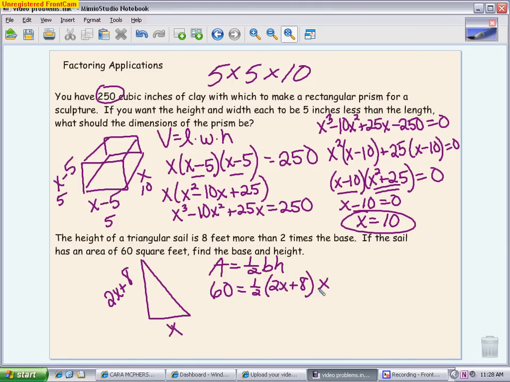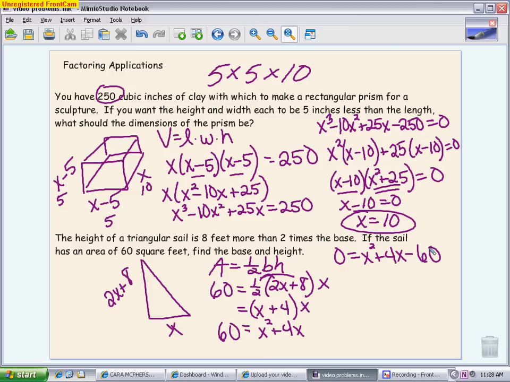The reason that I'm putting the 2x plus 8 first is because when I distribute the 1/2, it's going to get rid of that fraction. I'm going to be taking half of 2x, which is just x, and half of 8, which is 4. I still have this x that I have to multiply through, but it is easier to multiply the half and the 2x plus 8 first, and then distribute that x through. We get x squared plus 4x. I need to get it in standard form, so I'm going to move the 60 over. So I'm going to have 0 equals x squared plus 4x minus 60.